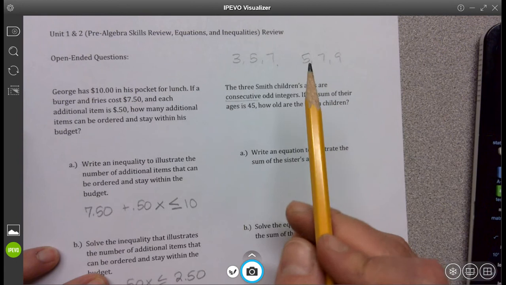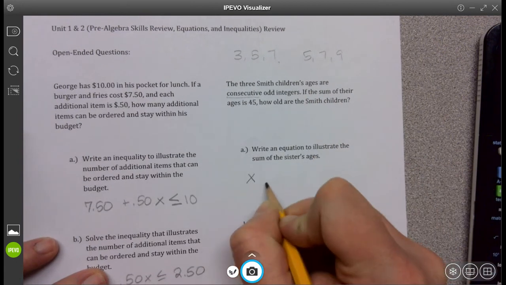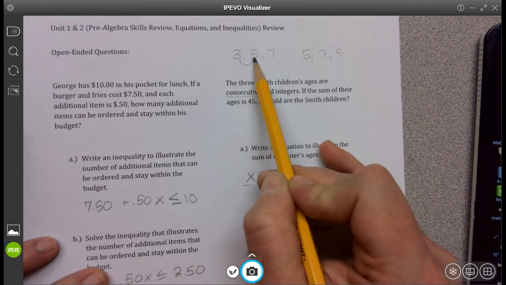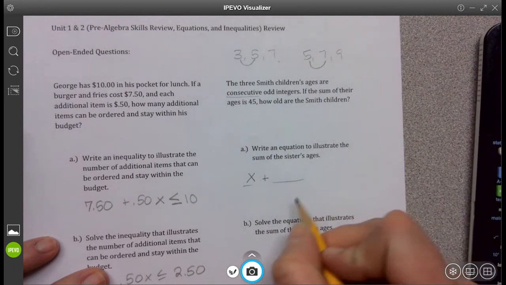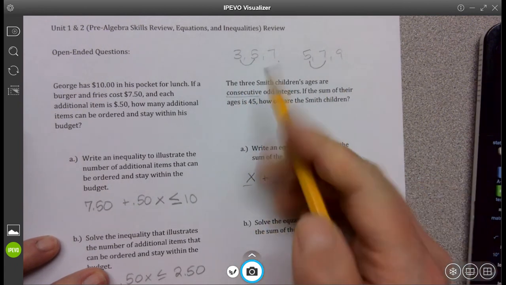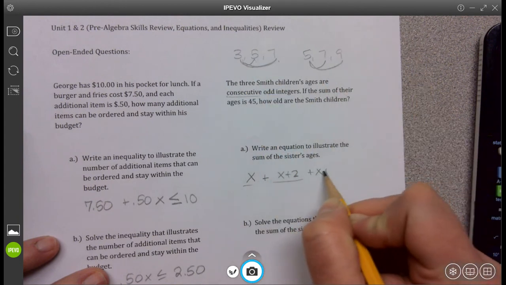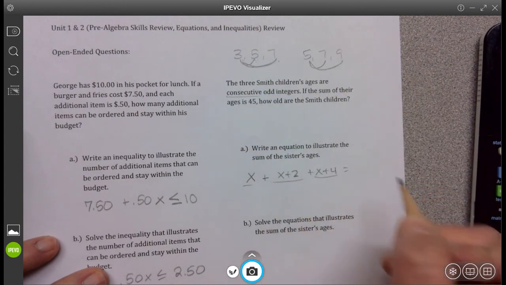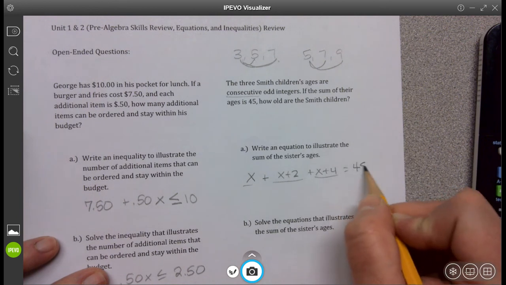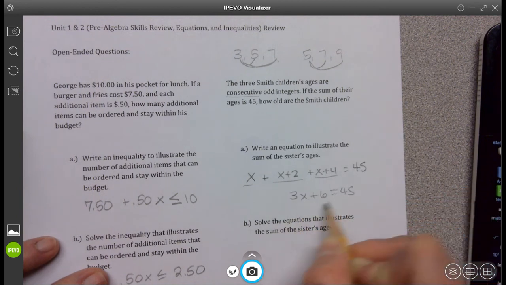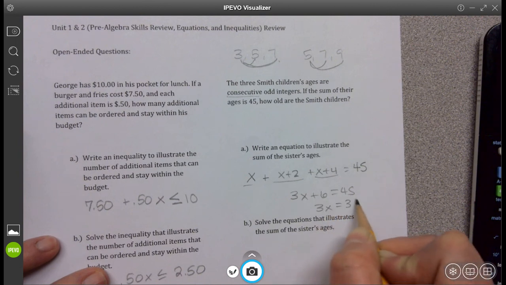We know that no matter what, we don't know the first age of the kid. But the next kid, second kid, is going to be 2 spaces away, no matter what, from the first kid. And then the last kid is going to be 4 spaces away from the first number. So that's how we're going to define the ages that we don't know. We know it equals 45. You're going to then combine like terms.